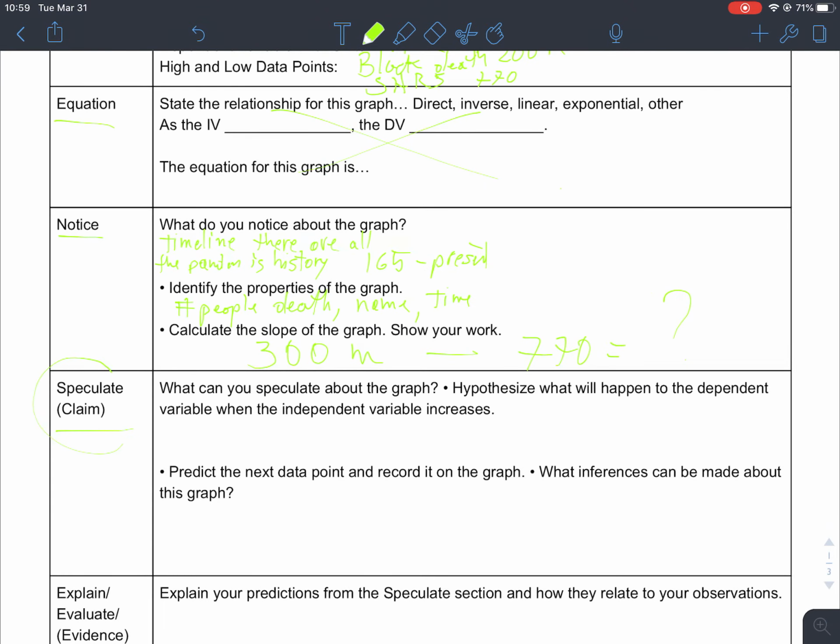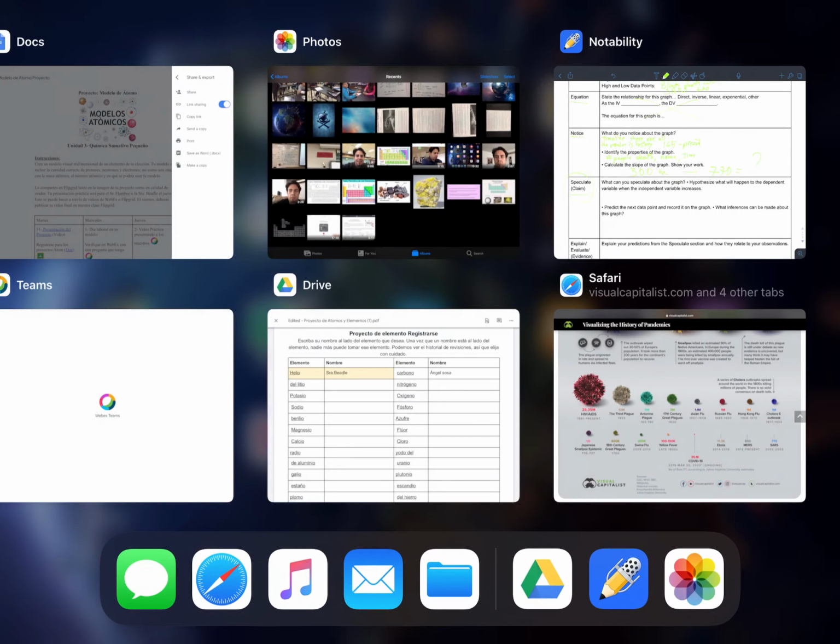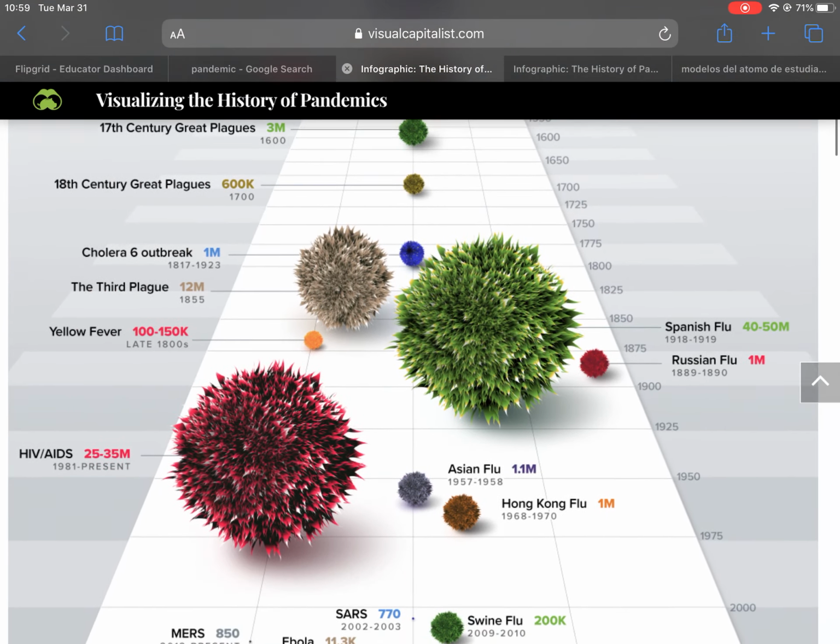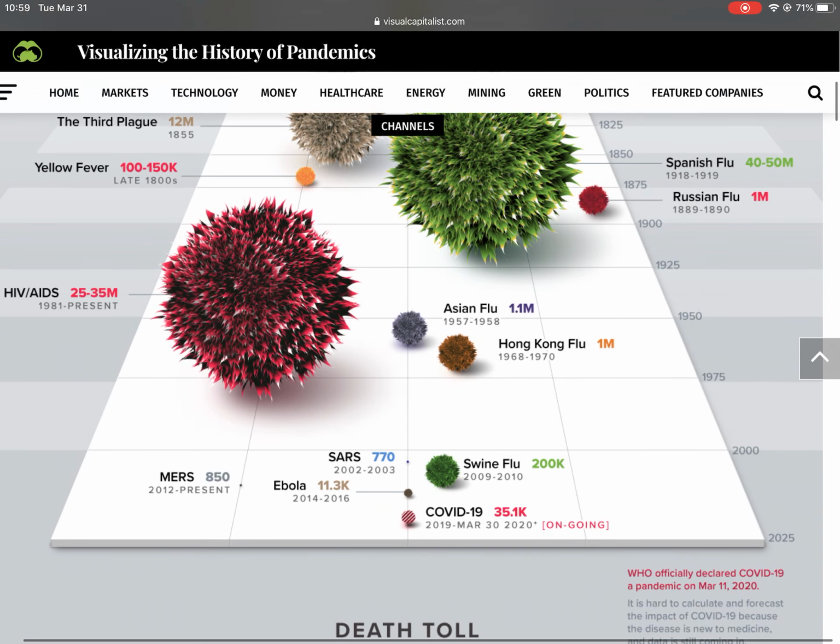Now, in the next thing, in the speculate claim, I want you to look at this infographic and tell me what do you speculate about the graph? A hypothesis. What will happen to the independent variable, increases or not? So we can say, hey, I can see that this keeps happening, right? I can see that this pandemic, or many of them, keep coming up. Look at the present. There's MERS, Ebola, SARS, COVID-19, the swine flu, all of those.